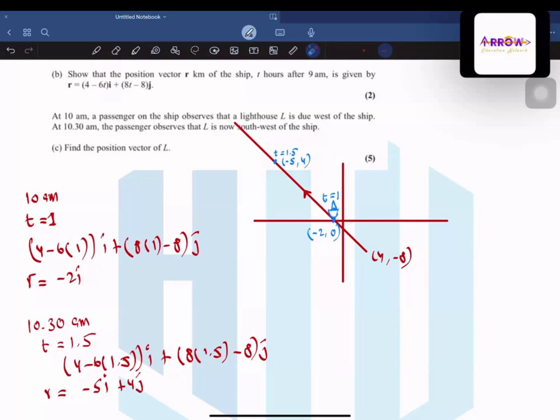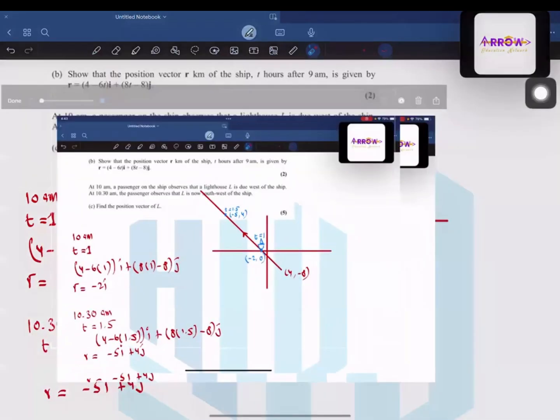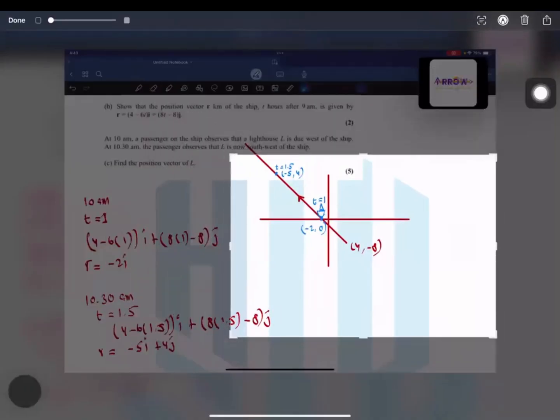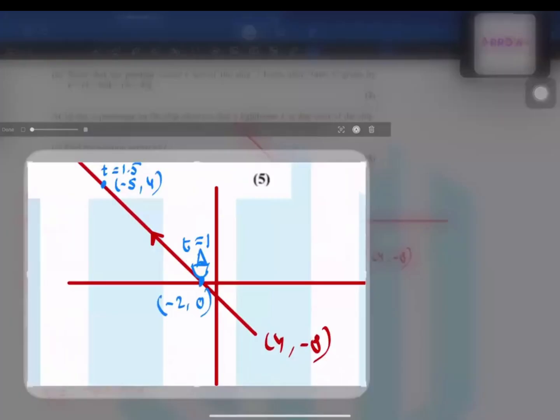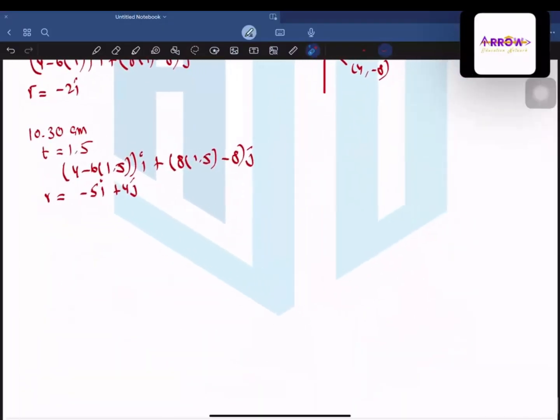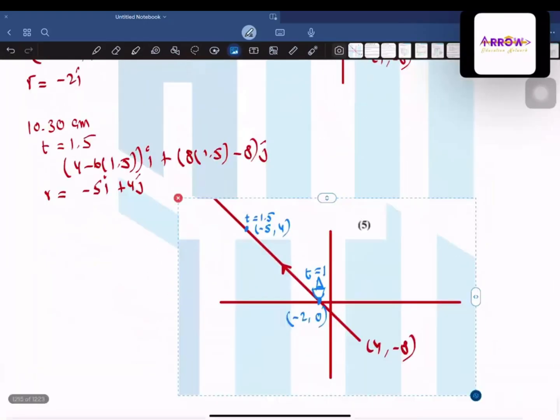So basically the question arises, where is the lighthouse? The question arises in a sane mind, where is the lighthouse? So I'm just going to take a screenshot of this picture, enlarge it and bring it down so I can give some more illustrations. This would be better.